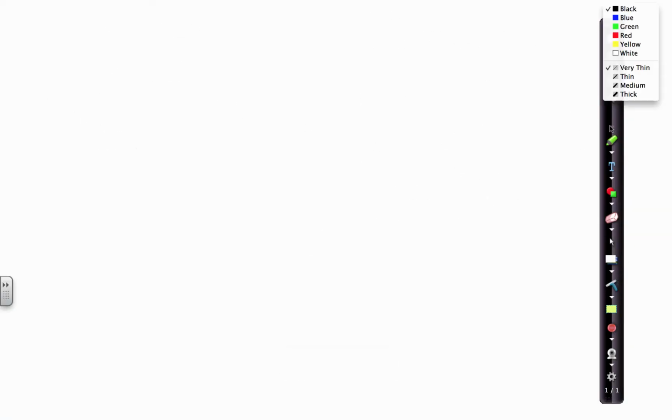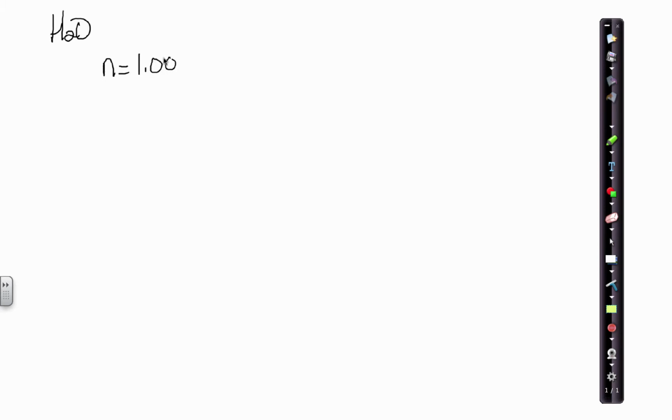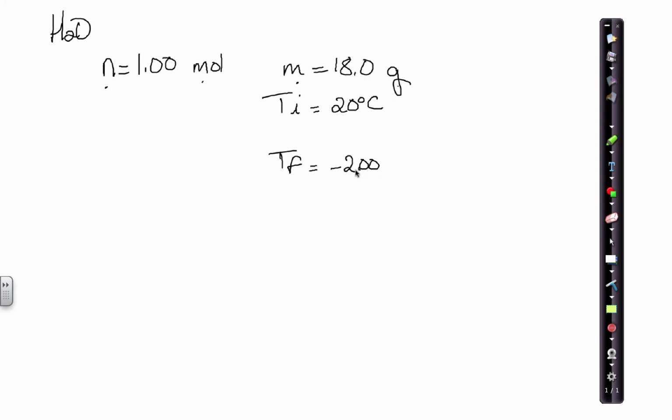Okay, so you have the problem in front of you. You should be reading it as I go through it. So it says we have water. So first of all, I know the substance is water. We have 1 mole of that water, and then it tells us that the mass is 18 grams. So n would be the number of moles, m would be the number of grams here. It says that the initial temperature of the water is going to be 20 degrees Celsius, and then it says the final temperature that we get to is -2 degrees Celsius.